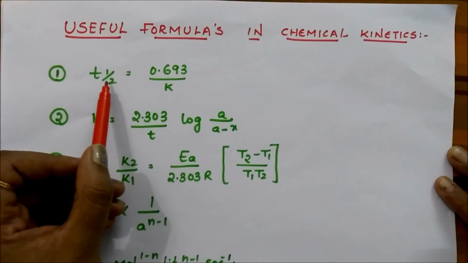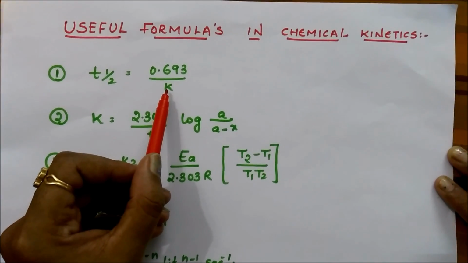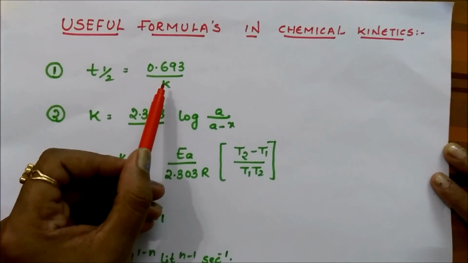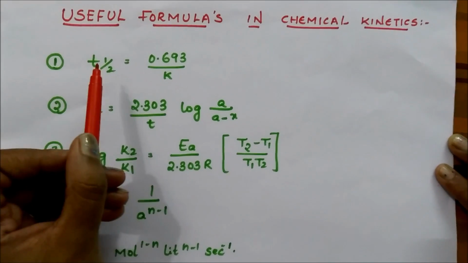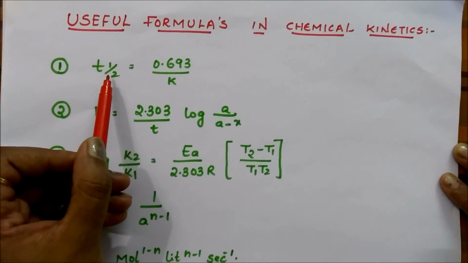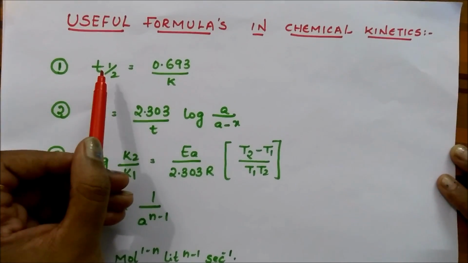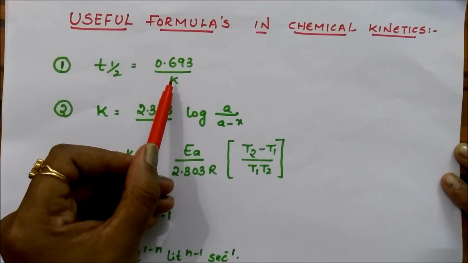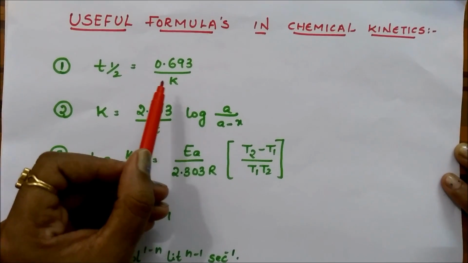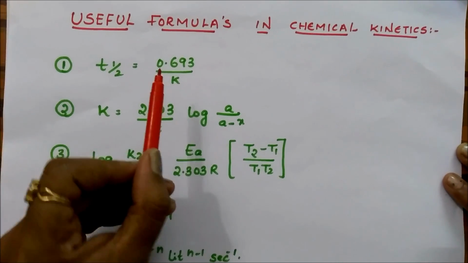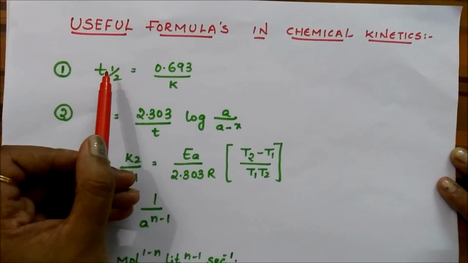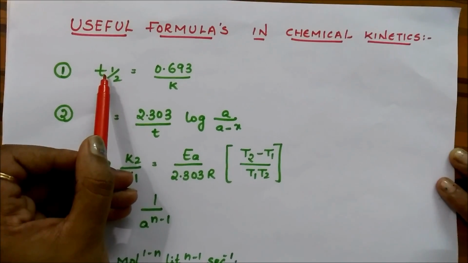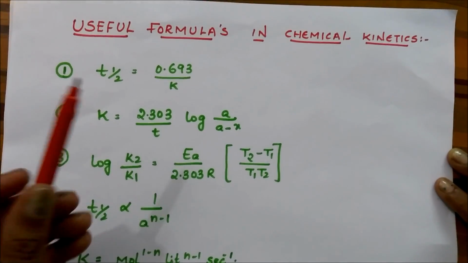T half is half-life period, K is the rate constant. Sometimes they will give rate constant and they ask you to find T half. In some numericals they will give T half and they ask you to find rate constant. Your work is just to substitute the rate constant and find T half. Otherwise if they give T half, just substitute T half in this formula and find K.